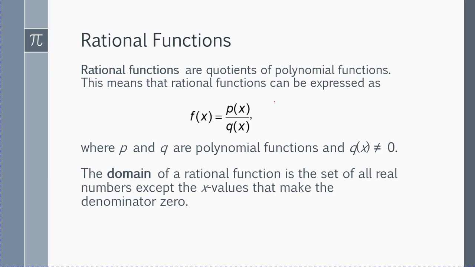For example, some rational functions might look like x plus 2 over x minus 5, or it can even be something like 4x squared over 17x minus 6. I don't know, something like that. So we want to deal with functions that look like this. The domain of a rational function is the set of all real numbers except the x values that make the denominator 0, because remember, you can never divide by 0.